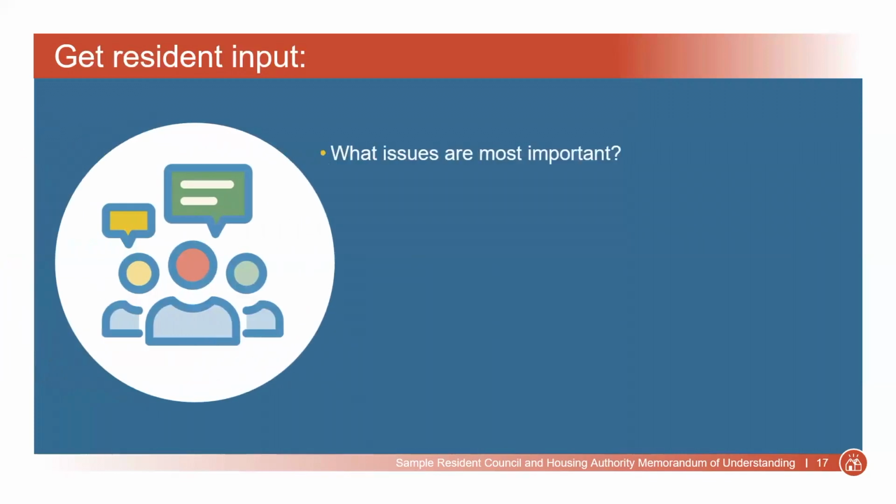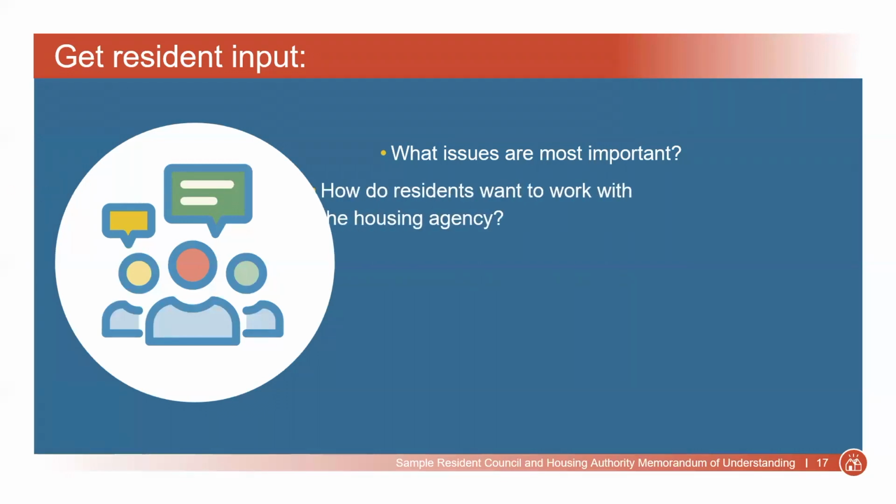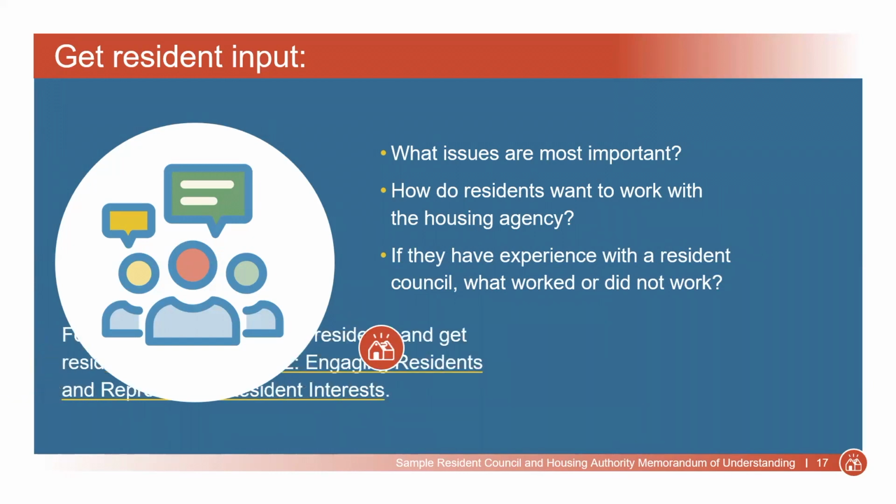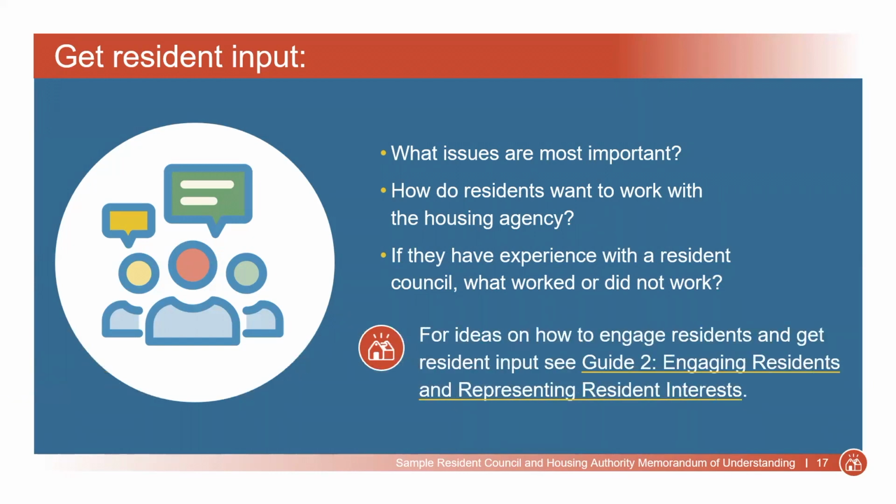To start the process, get resident input. Find out, what issues are most important to residents? How do residents want to work with the housing agency? If residents have experience with the resident council, what worked or did not work? For ideas on how to engage residents and get resident input, see Guide 2 in the related training on engaging residents and representing resident interests.